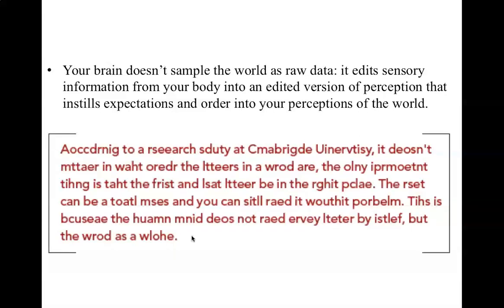So let's look at this. If you read this paragraph, it's really easy to read. According to a research study at Cambridge University, it doesn't matter in what order the letters in a word are. The only important thing is that the first and last letter be in the right place. So even when you're reading, you're not actually reading the word letter by letter. Your brain is kind of taking the overall impression of the word and linking it up with a word that you already know. All right, so that's kind of interesting.